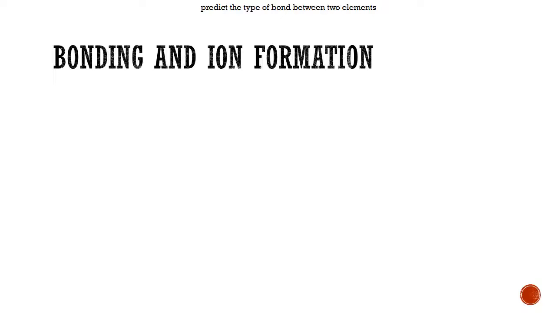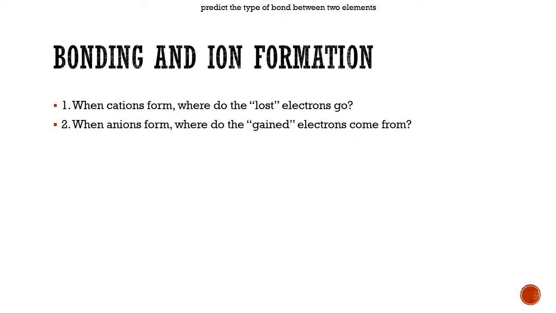So let's think about ion formation and what we have learned so far about the octet rule and how atoms form ions. We know that when cations form, atoms lose electrons. But where do these lost electrons go? And likewise, when anions form, we know that they gain electrons. Where do these gained electrons come from? Do they just come from nowhere?